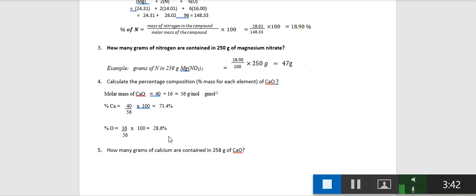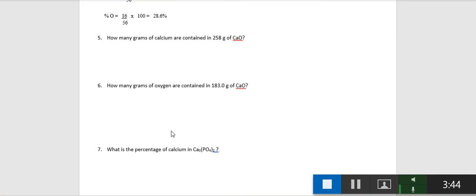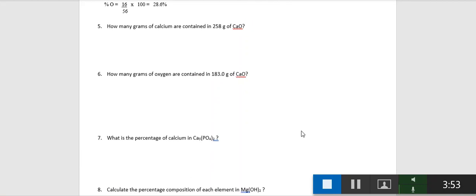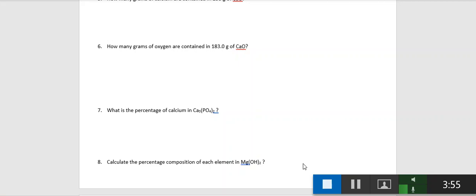And if you notice, these two percents have to add up to 100. And that's how you do all these problems. There isn't anything different about any of them. It's actually a pretty simple concept. And this simple concept is going to help us understand something else.